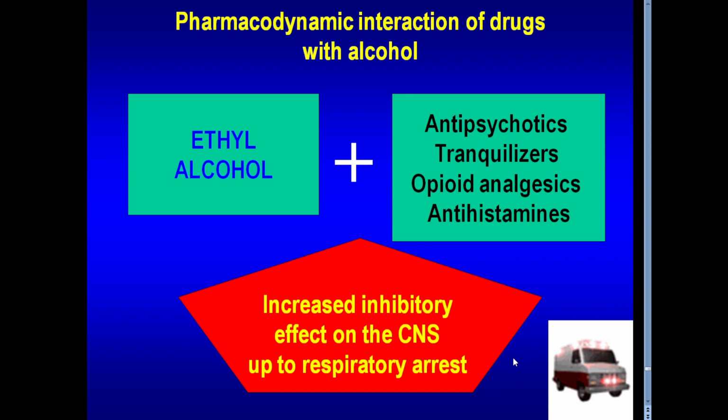Pharmacodynamic interaction of drugs with alcohol. So, in combination of ethyl alcohol with antipsychotics, tranquilizers, opioid analgesics, antihistamines, all of these drugs inhibit the central nervous system. So, in interaction with ethyl alcohol, the inhibitory effect on the CNS is increased up to respiratory arrest. Of course, it is prohibited to use ethyl alcohol together with agents inhibiting the CNS. For the third time, in patients alcoholic drinks are prohibited. Full stop.